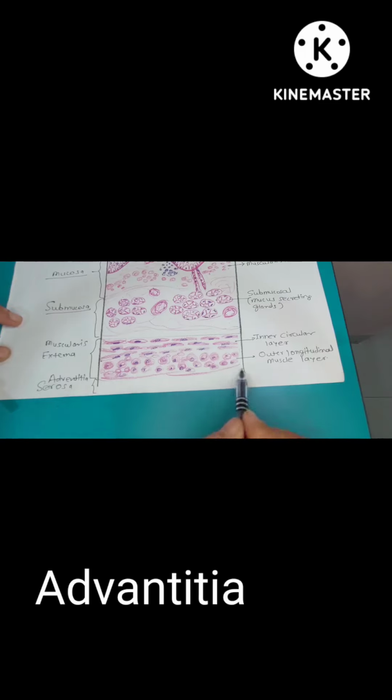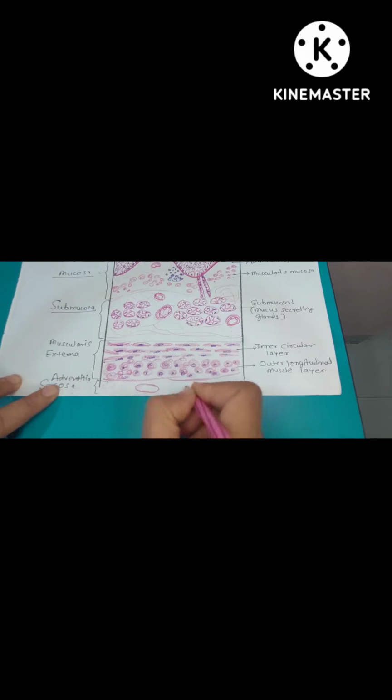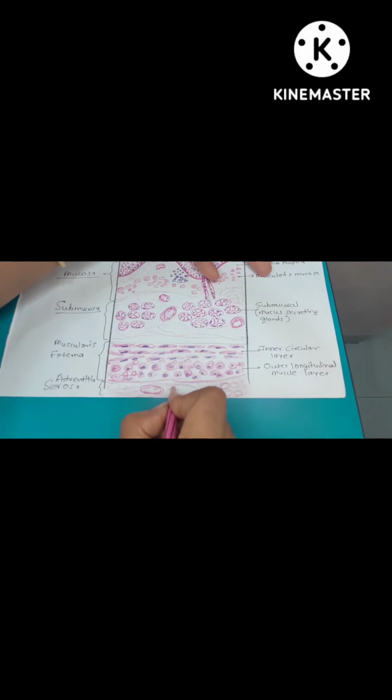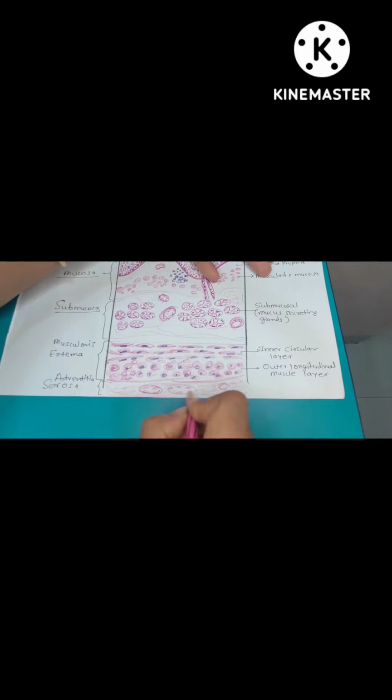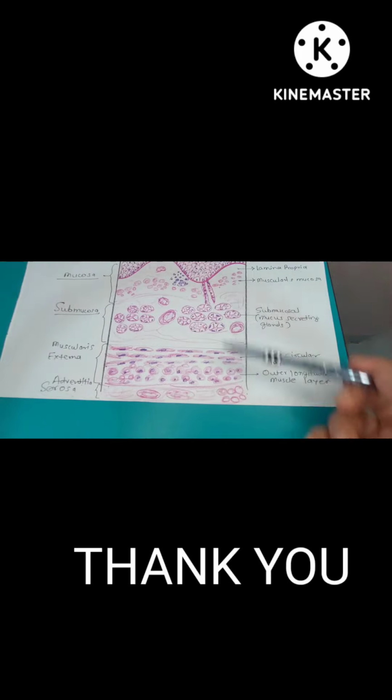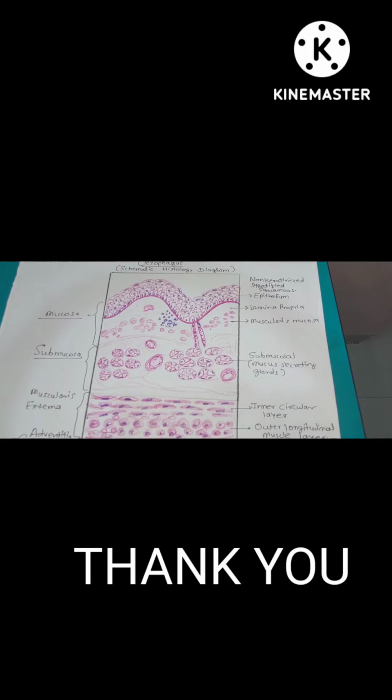The last layer of the esophagus is adventitia or serosa, which is a connective tissue layer that shows blood vessels and nerves. So these are the few blood vessels. So this is the schematic diagram of the histology of the esophagus.